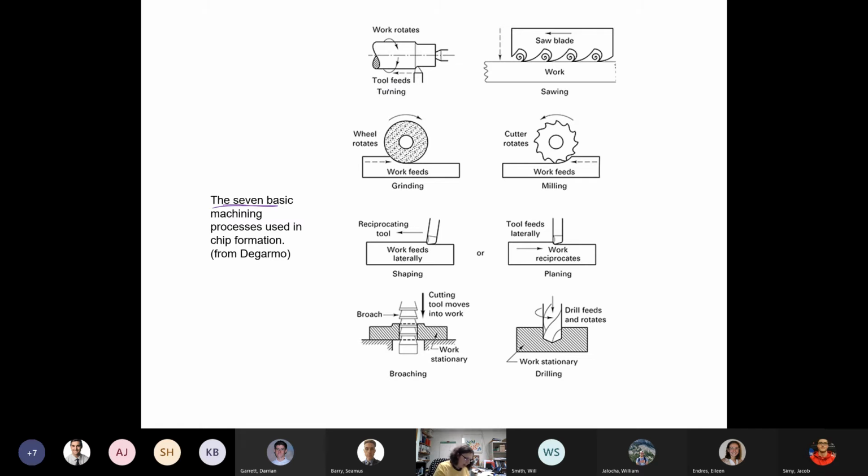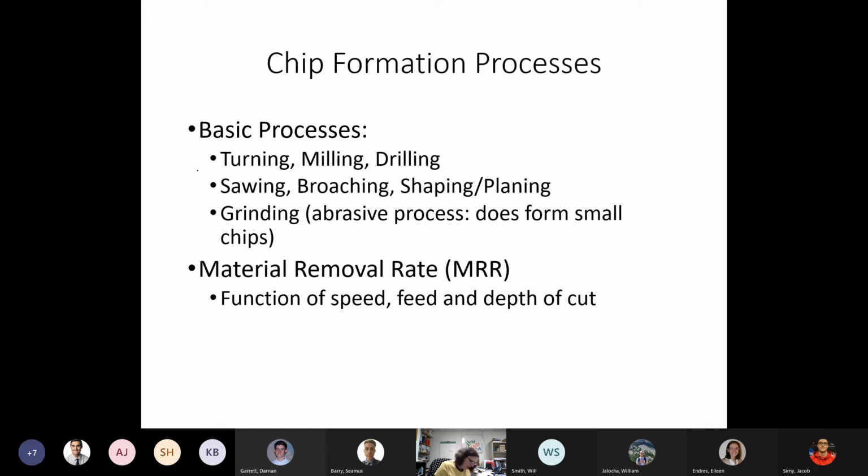We've got turning, milling, drilling. Here we go, drilling. And then there's a few others as well. In our book, we're going to look at turning, milling, and drilling, and we also will look at speed, feed, and depth of cut.